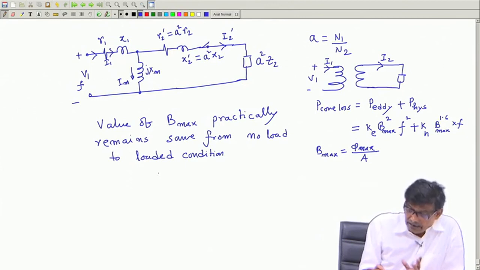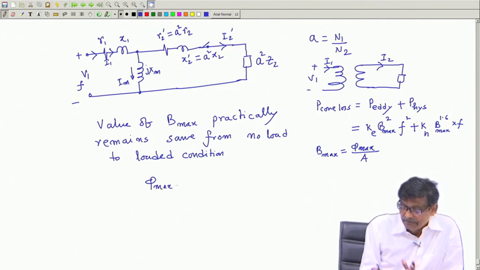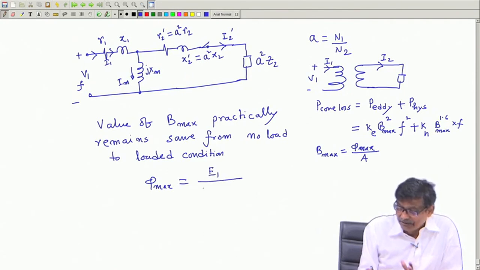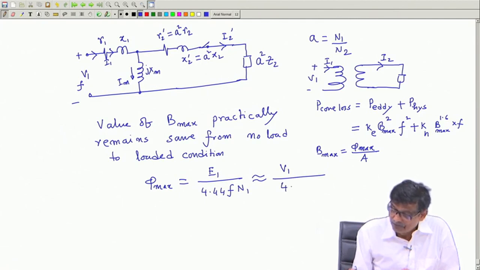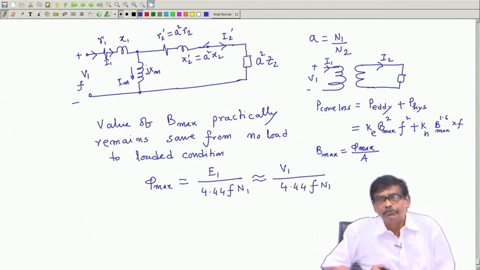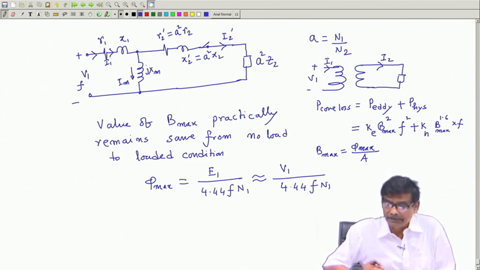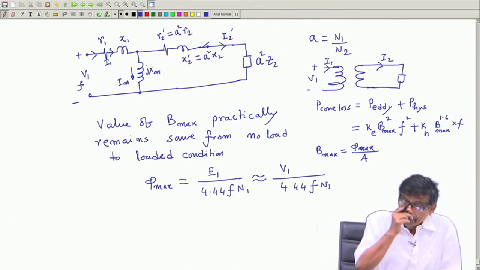So, what I am just trying to tell is that phi max we have seen is strictly E1 by 4.44 F n1. But what I am telling, you just approximate this to V1 by 4.44 F into n1. So, a little variation of B max will take place from no load to full load, but otherwise it will be there.